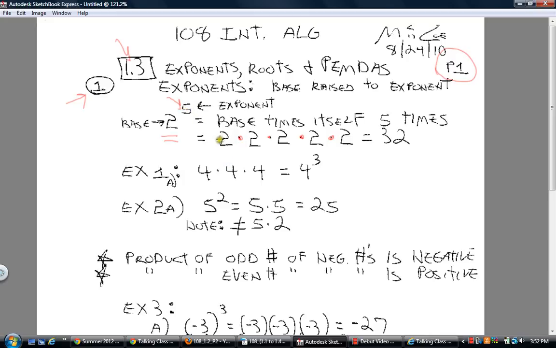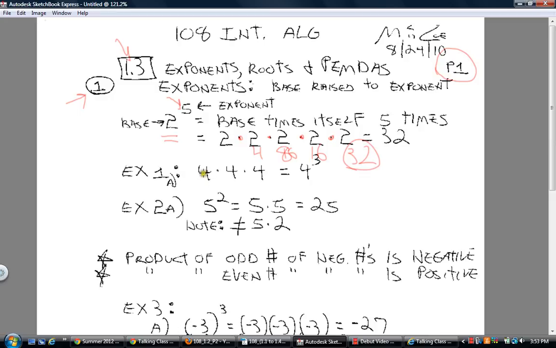Okay, so 2 times 2 is 4. 4 times 2, 16. 16 times 2 is 32. Hold on, let me try that again. 2 times 2 is 4. 4 times 2 is 8. Excuse me. 8 times 2 is 16. 16 times 2, 32. Okay. So most everybody's probably pretty comfortable with that, so we'll show a couple more examples.